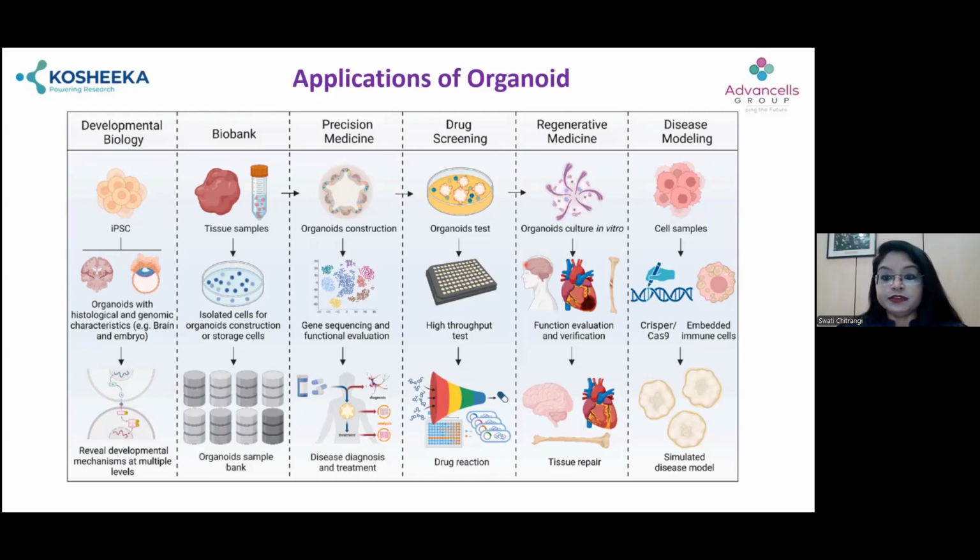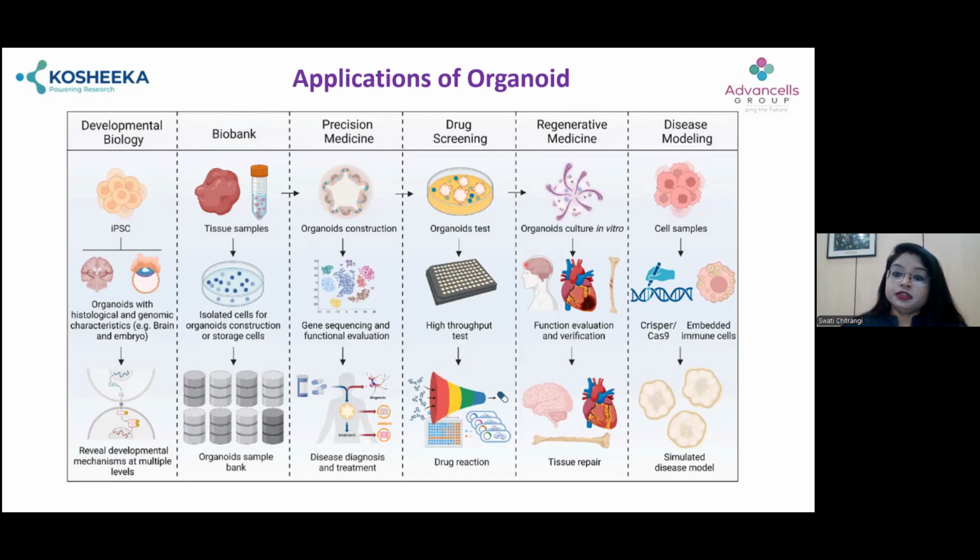Then regenerative medicine, where you can develop these organoids from the patient or a healthy volunteer, and this can be used to repair tissues, like if there is some brain injury, heart injury, even bone injury. Because once someone's brain has been injured or heart has been injured, their regenerative capacity is very low.